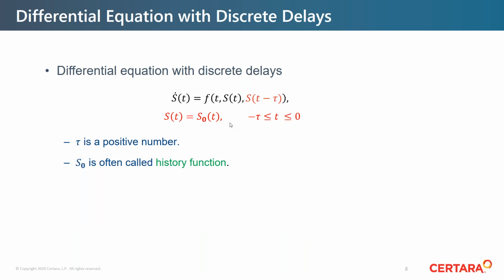This is a simple differential equation with discrete delay. Now you can see that the future state of the system is not only determined by its current value, but also its past value. Here tau is a positive number. Because of this, you have to specify the value for S over the range of negative tau to 0. This S0 is often called the history function.